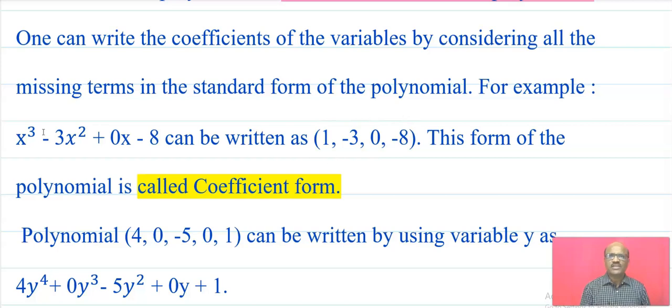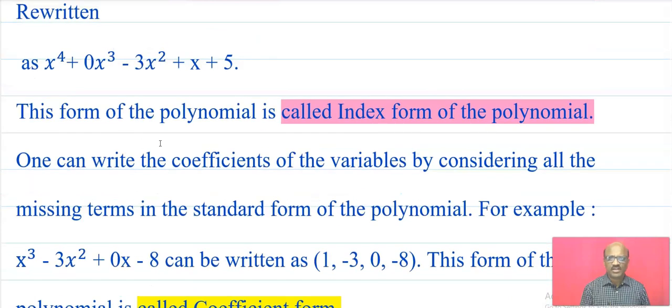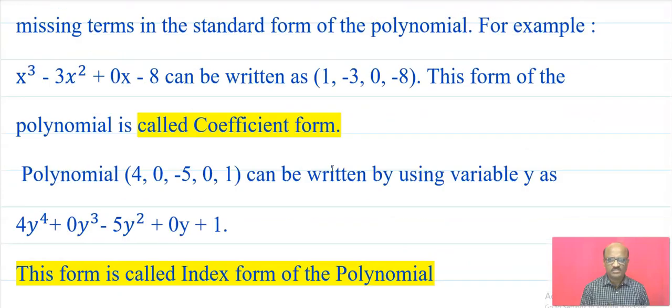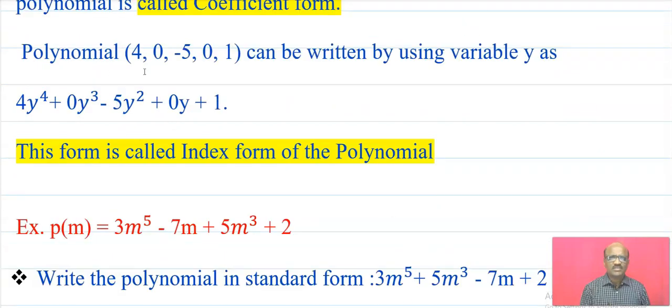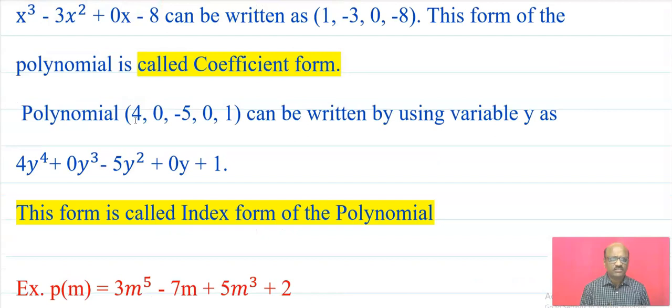And for coefficient form, the polynomial must be in decreasing order. If we want to write the coefficient form, then we must write it in the index form of the polynomial. Now these are the coefficients, that is 4, 0, -5, 0, 1. How many coefficients are there? 1, 2, 3, 4, 5. There are 5 coefficients, so we subtract 1 from 5, and what remains is 4. So the highest power of this polynomial will be 4. Every time we subtract 1 from the number of coefficients.